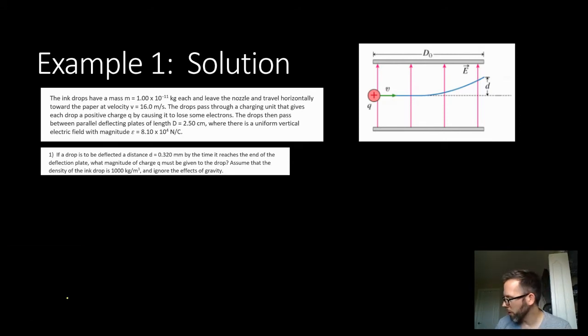Use yellow, show up good in the black here. So first thing is we can actually calculate how long the ink droplet is inside these parallel plates because we know the distance it travels and we know the speed it's traveling in that horizontal direction, right? We're told that the plates have a length of 2.5 centimeters, so 0.025 meters, and they go through at a speed of 16 meters per second.